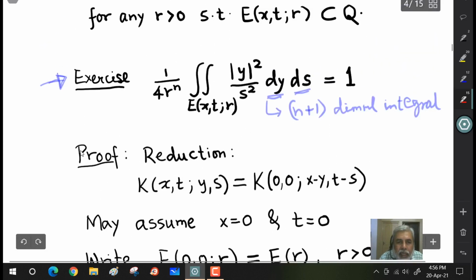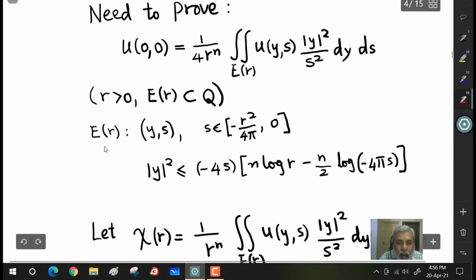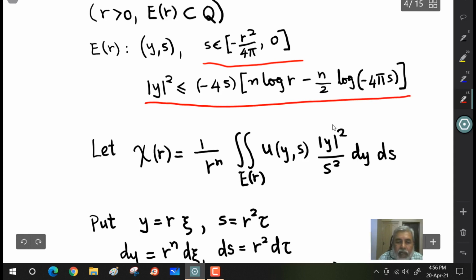So let's re-examine what the points in E(r) are. Just again, (y, s). Now t equals 0, so s belongs to this closed interval, and we have this sphere in R^n, now centered at the origin and with this radius squared.